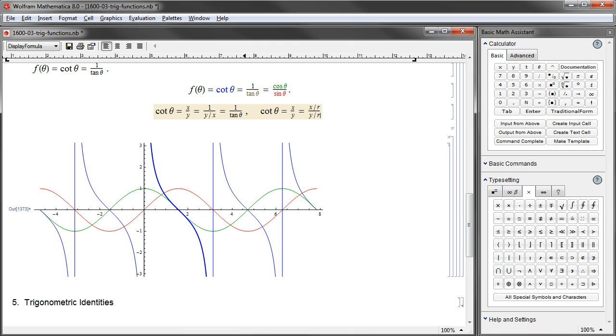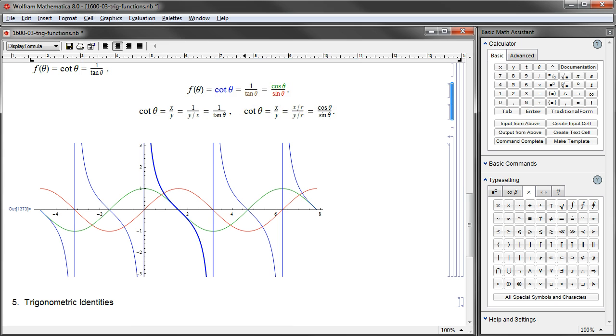Consequently, I don't change anything. And x over r, what is it? It is cosine, and y over r is sine. So what did you just do? We proved this one as well.